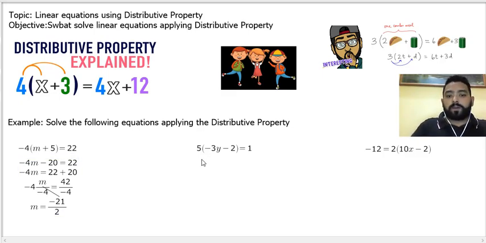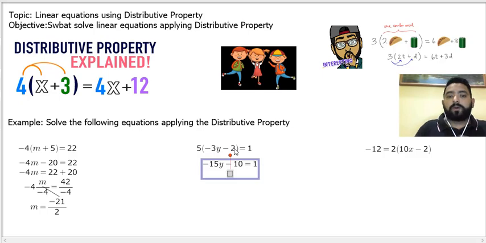Now in the second one, as you can see, we have 5, and inside the parentheses we have negative 3y minus 2, and on the other side equals 1. So we are going to start by multiplying 5 times negative 3, applying the distributive property as in this example. So 5 times negative 3 is negative 15, and we copy the variable. And then 5 times negative 2 is going to be negative 10, equals 1.